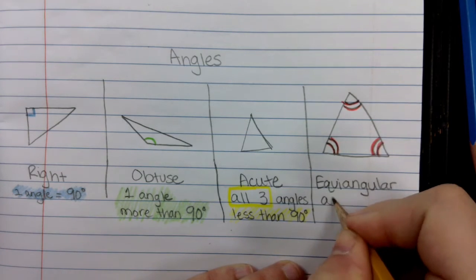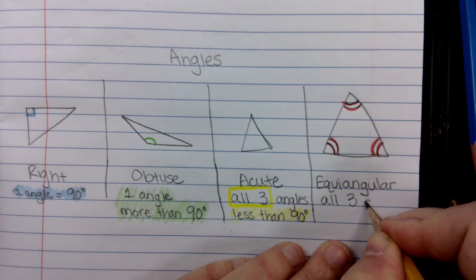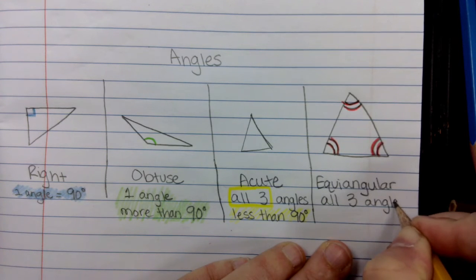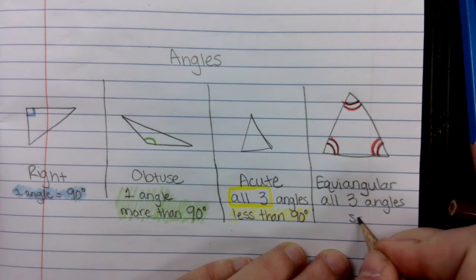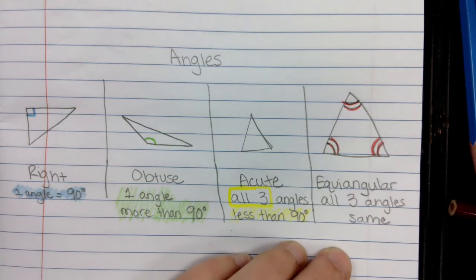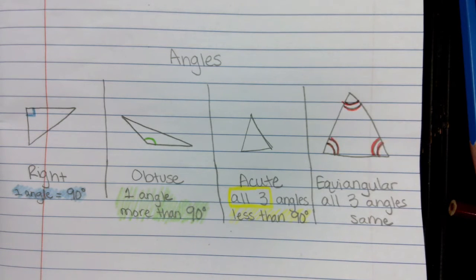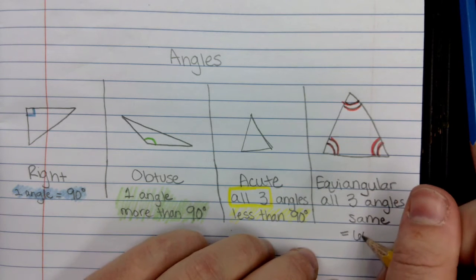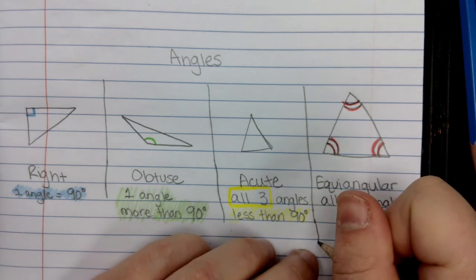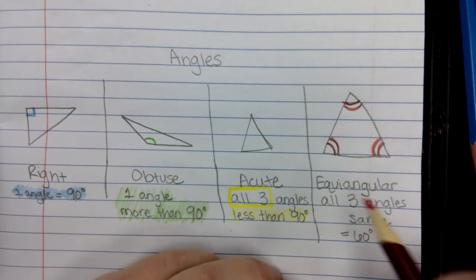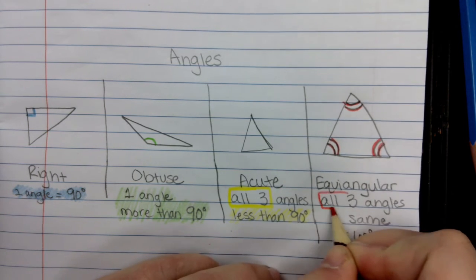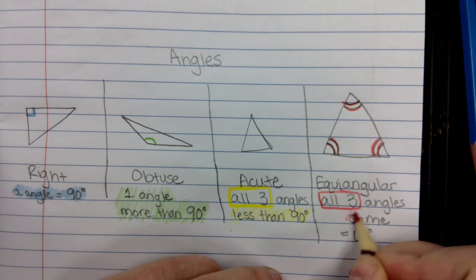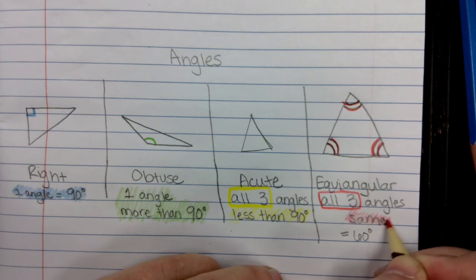We're going to learn tomorrow about why this is, but when all three angles are the same, they should all equal 60 degrees. Okay, so equiangular means all three angles are the same. And we can see that right in that name, equiangular. If you split it apart, that first prefix is equa, that means equal, and then angular.